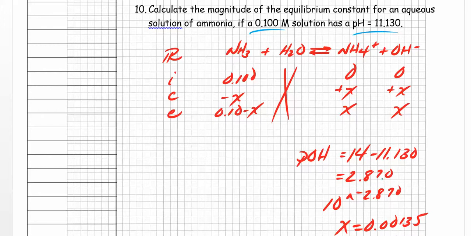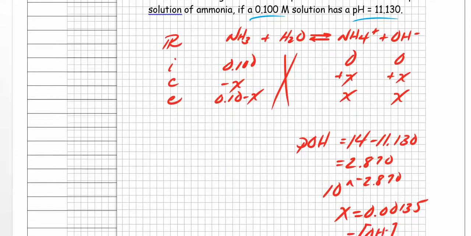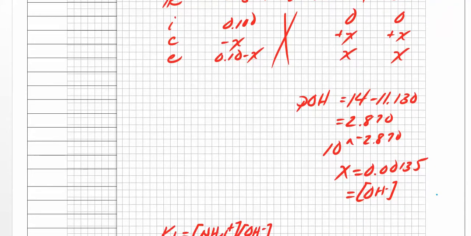So now what I'm going to do is this. Remember, only the numbers to the right of the decimal count. So now I'm going to exponentiate. And when I do that, I get 10 to the, that little caret there means exponentiate, negative 2.870. Do this on your calculator. Here's what I get. I get x is equal to 0.00135, okay? So that is our hydroxide ion concentration, right? That's our hydroxide ion concentration.